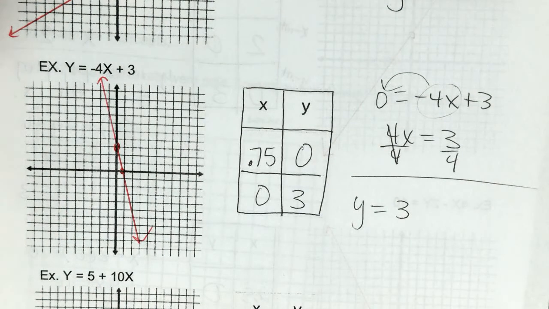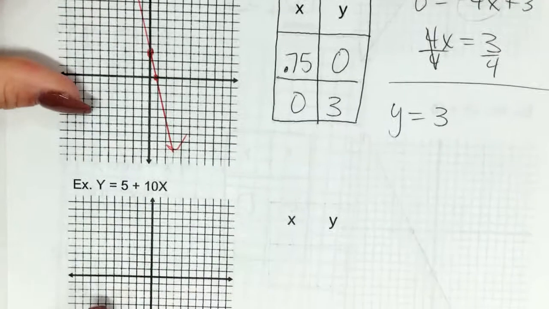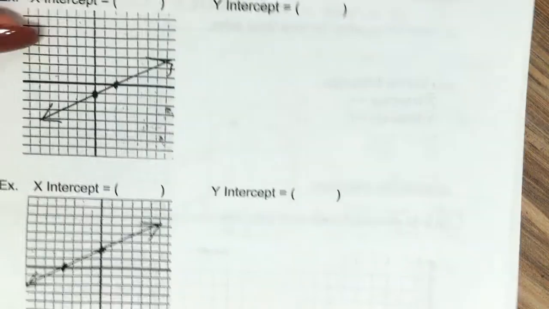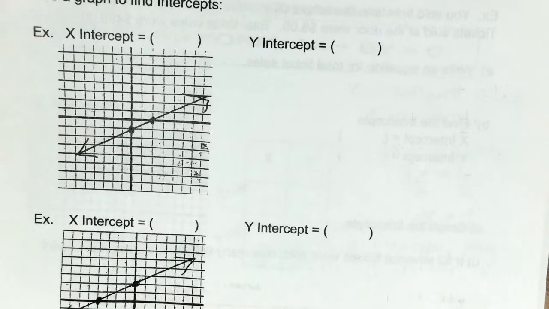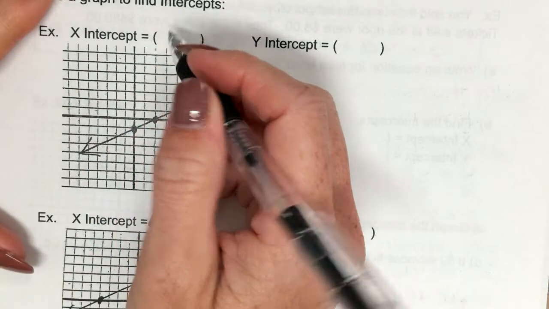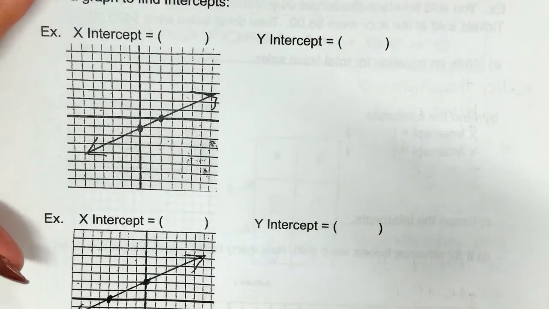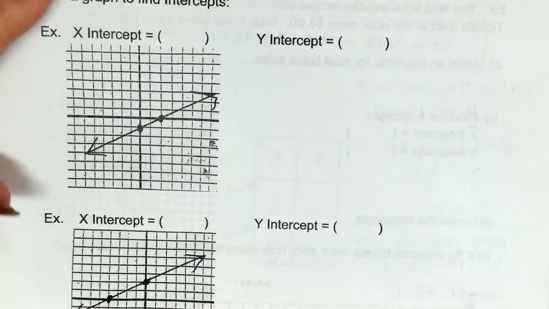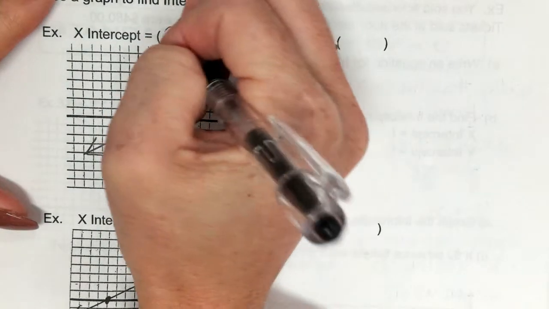Do I need to do one more, or are y'all okay? Do we need to do this one? Okay. Flip over. What if it gives you a graph and asks you to find the intercepts? Well, then you just write them down, right? All right, so what's the x-intercept? Let's talk about it. I need it as a coordinate. 2, 0.